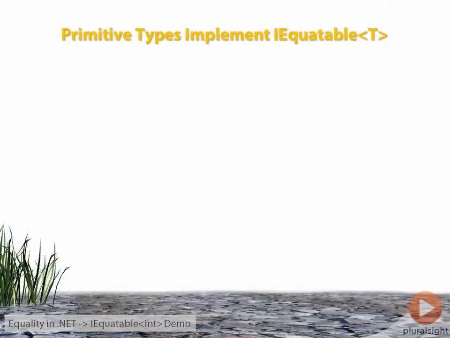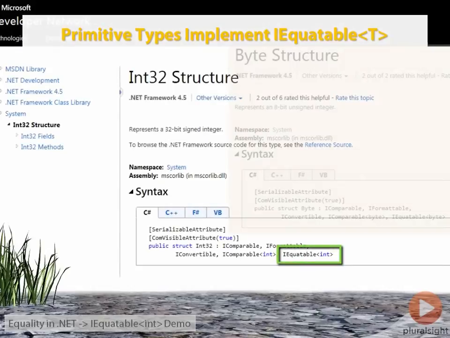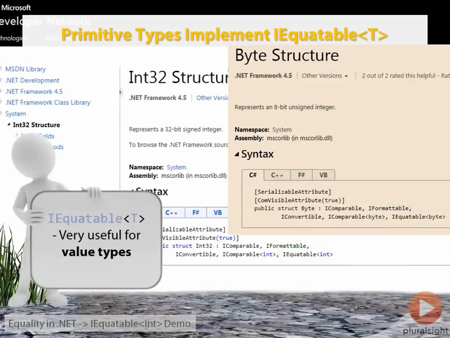On the whole, the primitive types all support the IEquatable<T> interface. For example, int implements IEquatable<int>, byte implements IEquatable<byte>, and so on. More generally, IEquatable<T> is extremely useful for value types. Unfortunately, Microsoft has not been very consistent about implementing it for non-primitive value types in the framework class library, so you can't always rely on this interface being available.